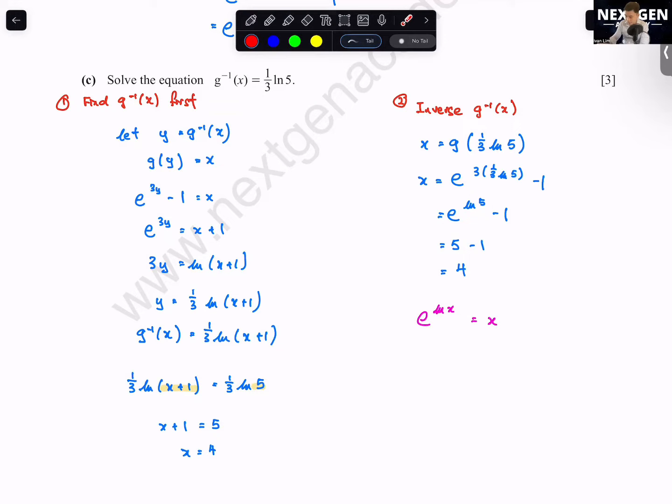Okay, but if just x itself like that, or sometimes it might be just an expression, right? You all gotta remember this. This one we seldom use it. Okay? Yeah, just move g to the other side, correct? Because when you inverse this, it goes back to g again.